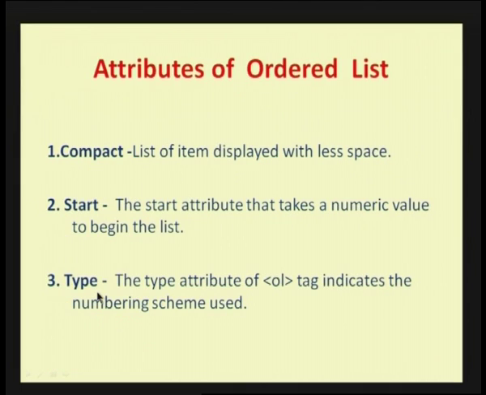Next, the attributes of ordered list. There are three attributes. We have compact, start and type.